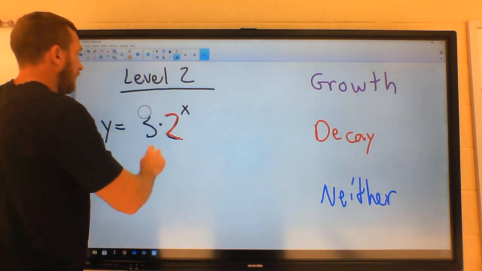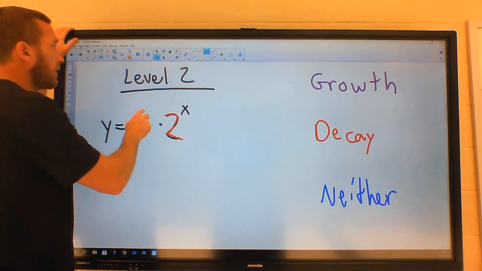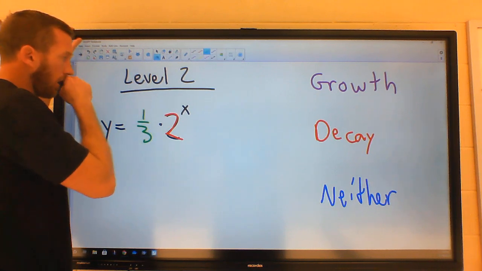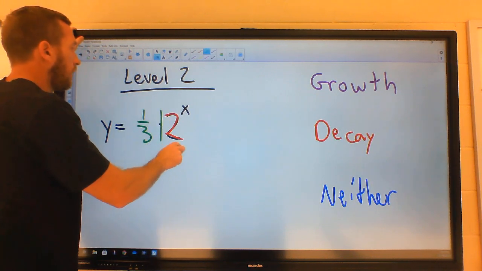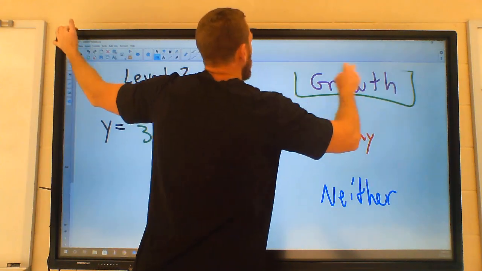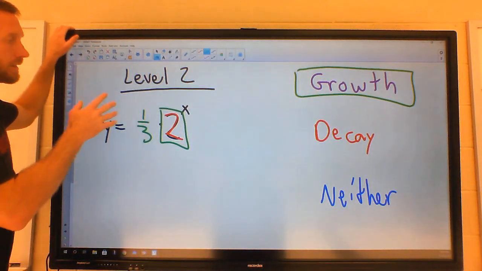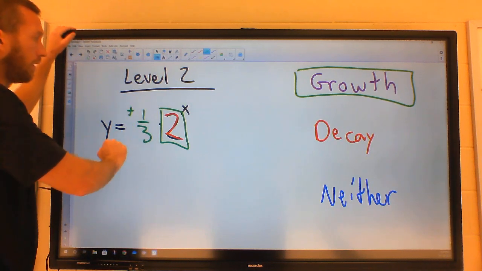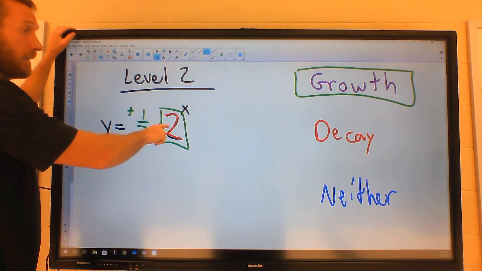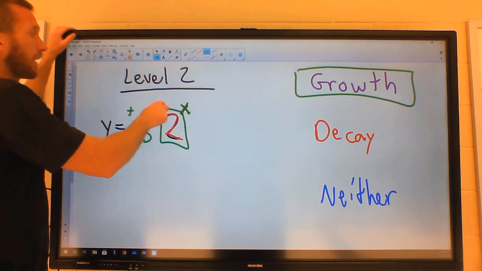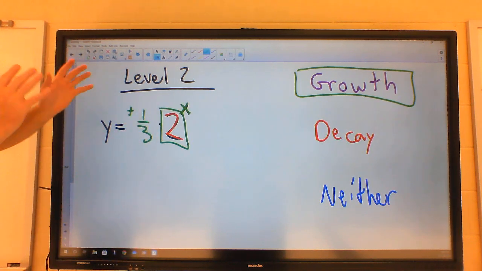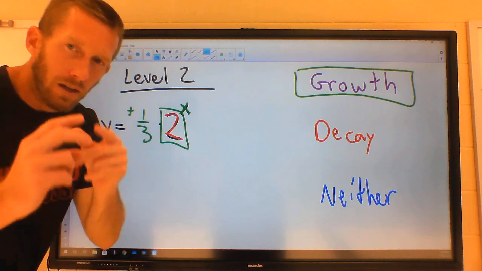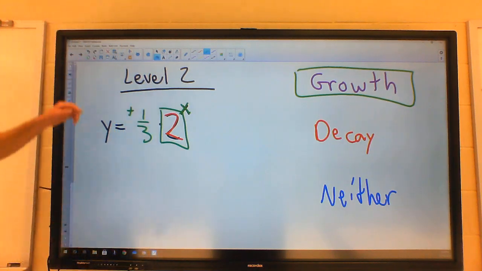And it doesn't matter if that's a fraction out front or a whole number. We are only looking at the base. Well, that's not the only thing we're looking at, but if this is positive out front and there's a base here raised to a positive x power, we're just looking at the base. Let me clarify because level 3 gets one notch more difficult.